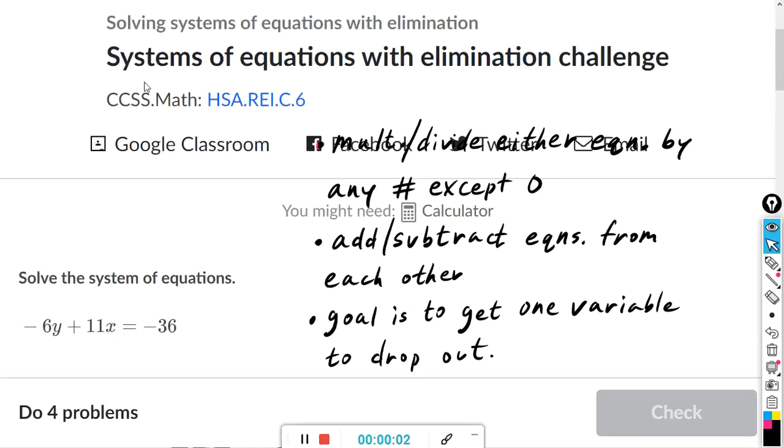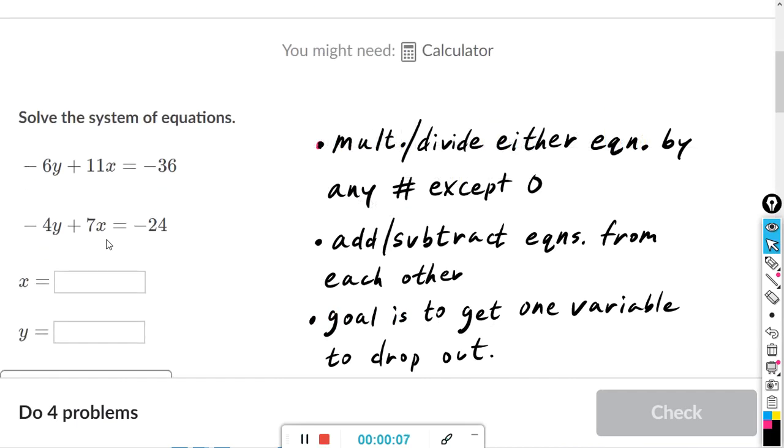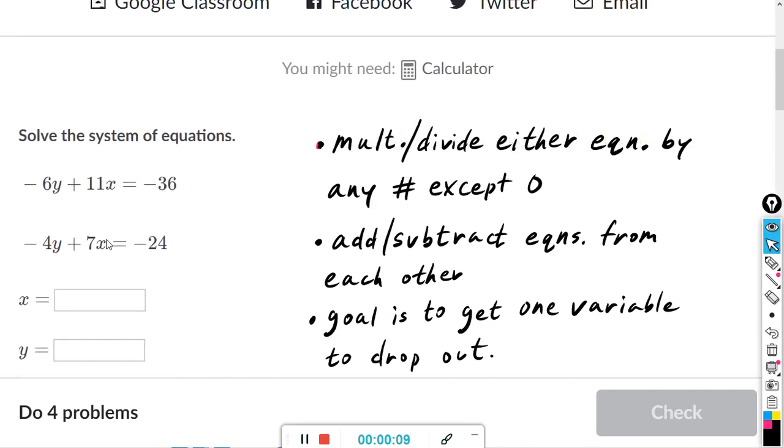This will be for the con-assignment Systems of Equations with Elimination Challenge. So there's two things that you're allowed to do when you have two equations and two unknowns. You can multiply or divide either equation by any number except 0, and you can add or subtract the equations from each other. Okay, the goal is to get one variable to drop out. So that is when you add or subtract the equations from each other. You want one variable to drop out.